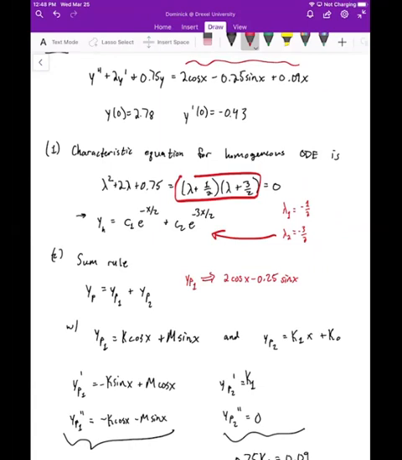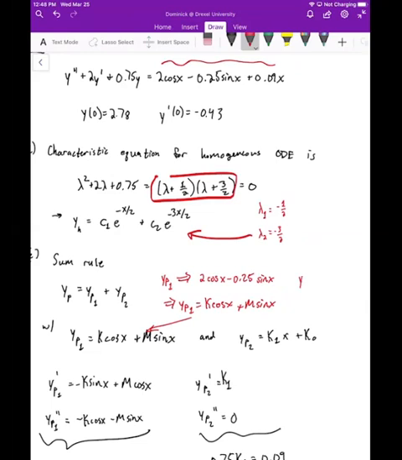So that indicates that y p1 is k cosine of x plus m sine of x, which is here, and that the y sub p2 corresponds to the 0.09x, which indicates that y sub p2 is a constant times x plus a constant.